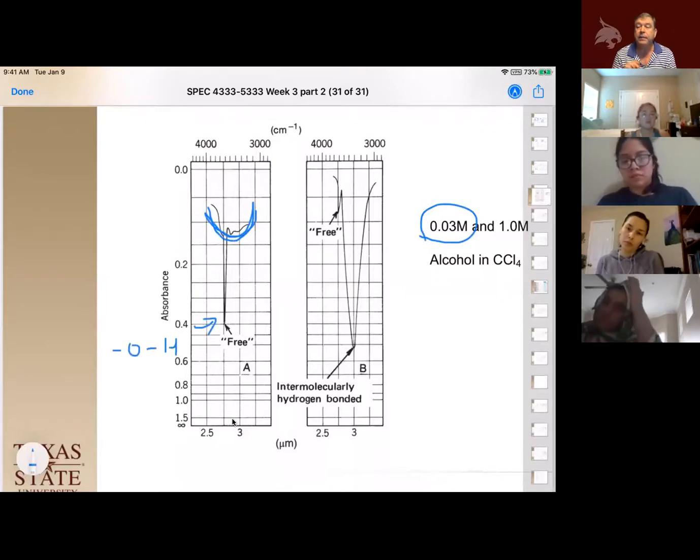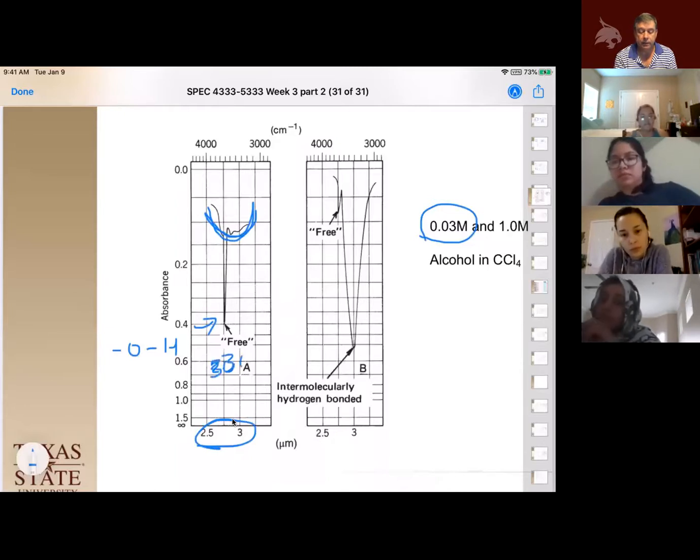This is the OH peak. That's the OH vibrational frequency in the absence of hydrogen bonding. And it's about, these are in microns, so this is 3,300 wave numbers, I'm calculating that right. Okay, but notice how it's nice and clean, and that has everything to do with hydrogen bonding.